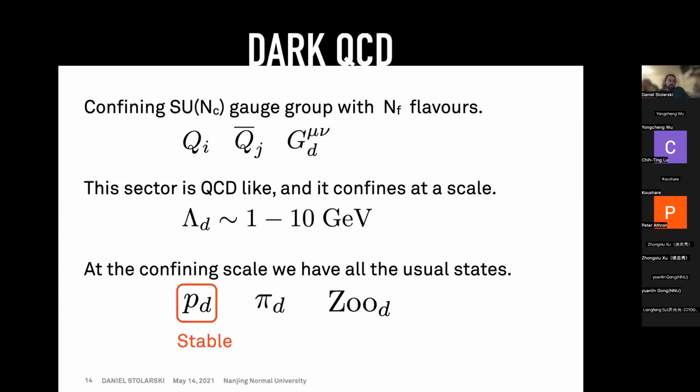So we have the dark proton, that thing is stable. We have the dark pion, which decays on collider timescales, as I'll explain in a few minutes. And then the rest of the dark zoo, right? Rhos and A's and F's and all the usual things we talk about.